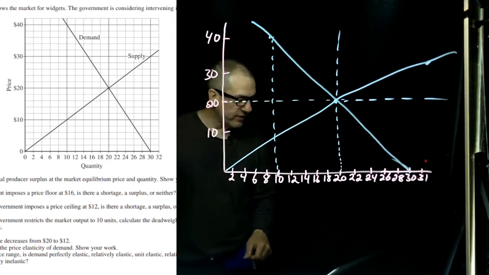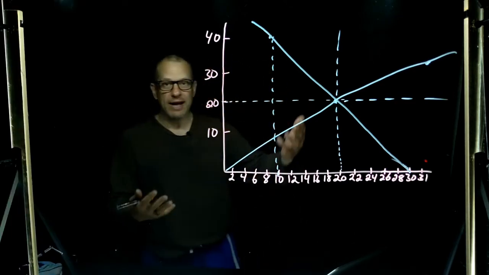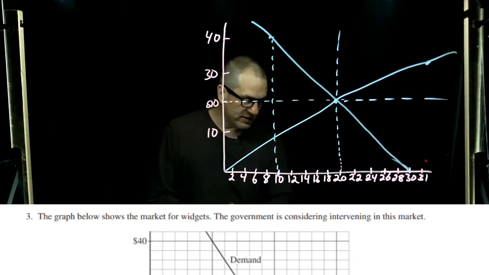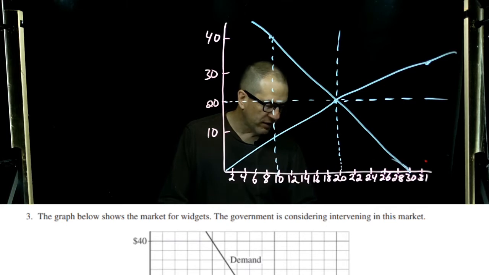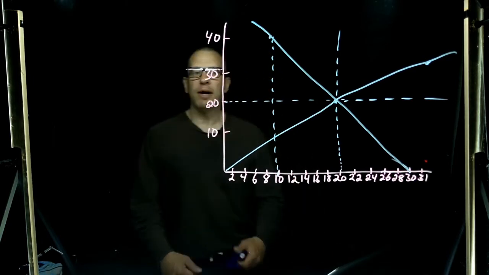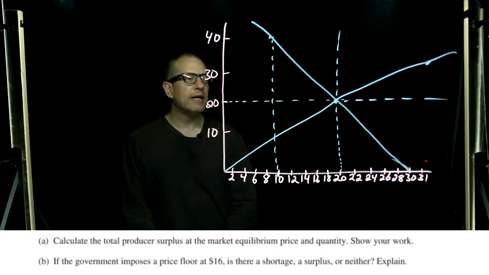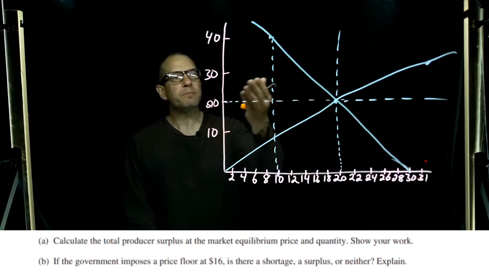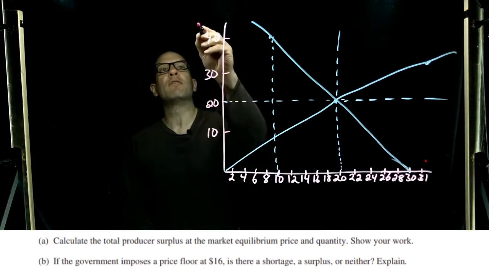So 2015, question number 3, this starts to talk a lot about, do you understand how to read this graph and put in the answers? And the first question says, well, first of all, it says the graph below shows the market for widgets. The government is considering intervening in this market. Okay, so what kind of intervention are they going to do? Not quite sure yet, but this market for widgets, which is a fictitious product, right, has an equilibrium price of $20 and an equilibrium quantity of $20.